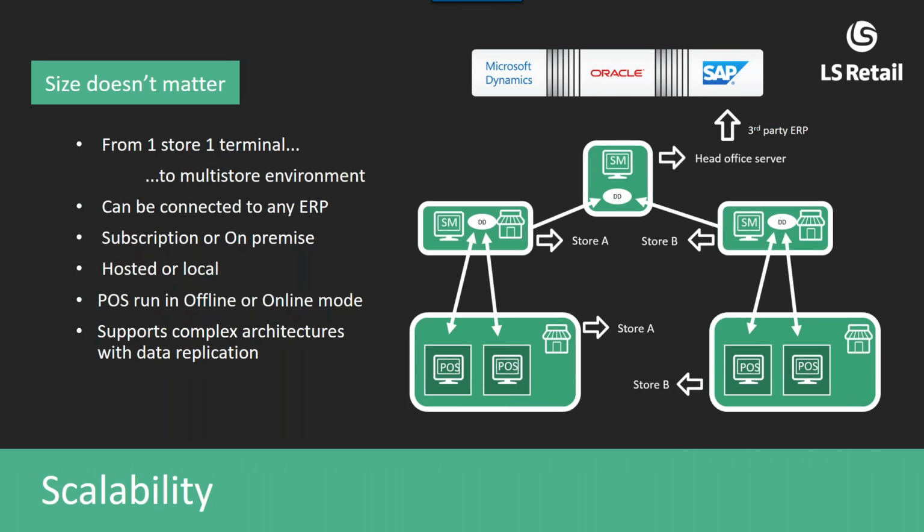And you can run LS One either on subscription-based licenses or on-premise. The data can be hosted at your store, or you can host it in the cloud. And we're still not limited by network uptime, because the terminals can run offline when they need to. So if the network is down, the POSs can still run, and just connect up to head office and push their data there when the network comes up again.